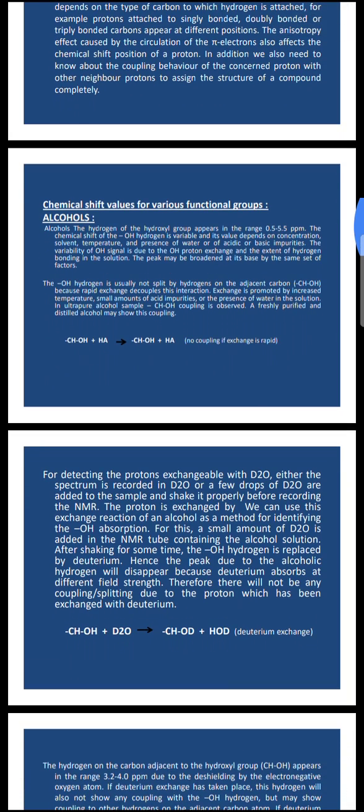Chemical shift values for various functional groups. Alcohol. In alcohol, the hydrogen of the hydroxyl group appears in the range 0.5 to 5.5 ppm. The chemical shift of the OH hydrogen is variable and its value depends on concentration, solvent, temperature and presence of water or of acidic or basic impurities.